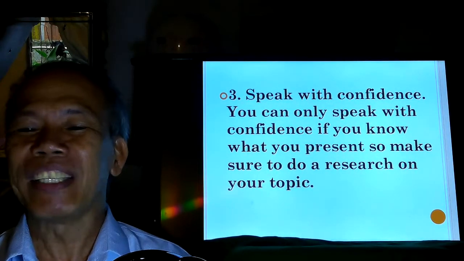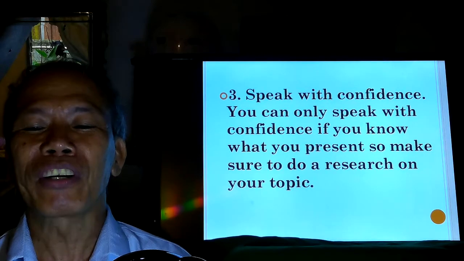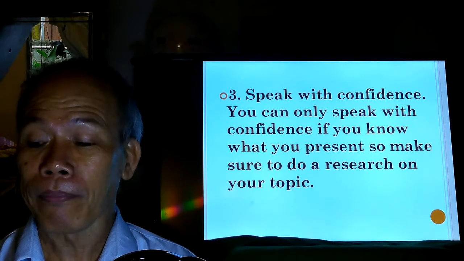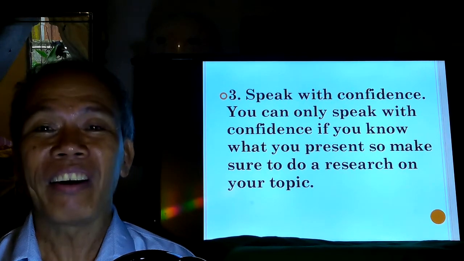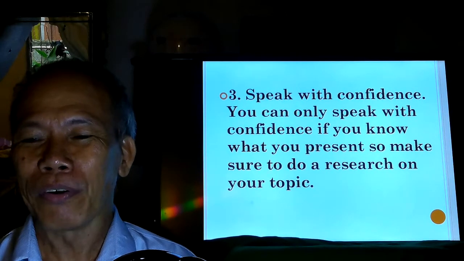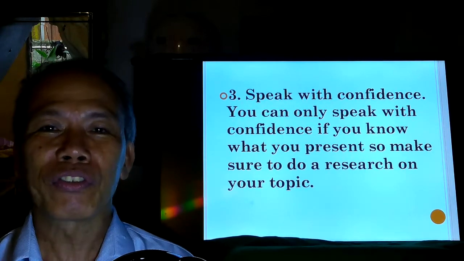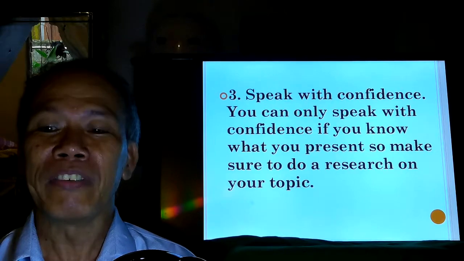Speak with confidence. You can only speak with confidence if you know what you present, so make sure to do research on your topic. So do not just stand there and present yourselves and speak without thinking about what to speak about. You have to research on your topic or be ready yourself.